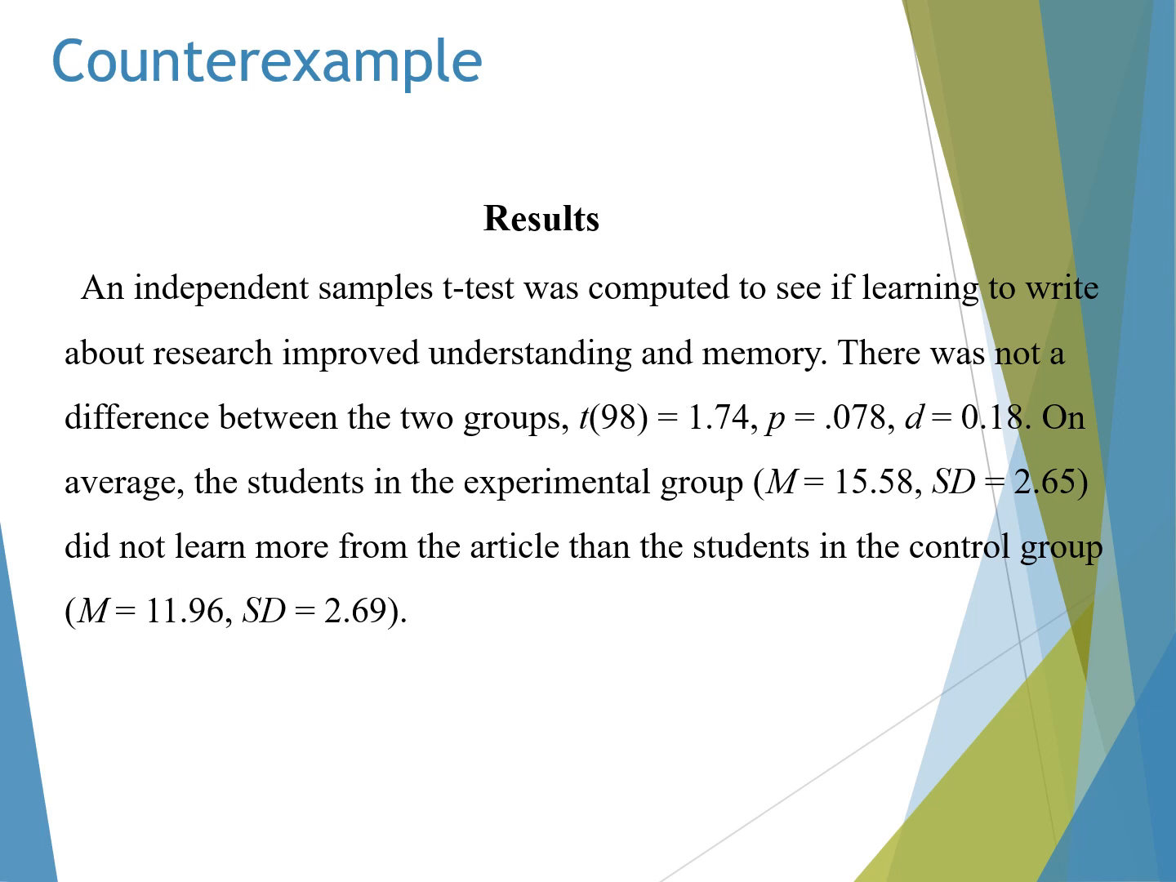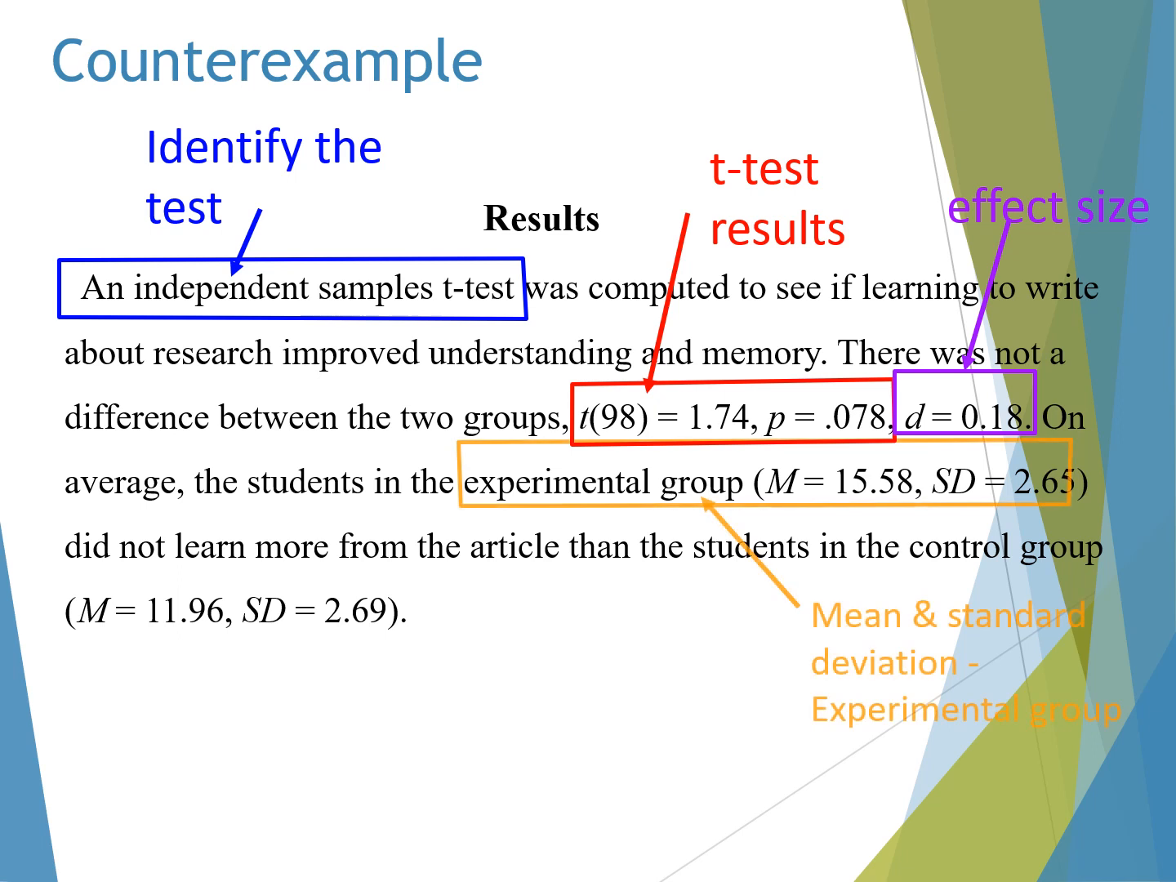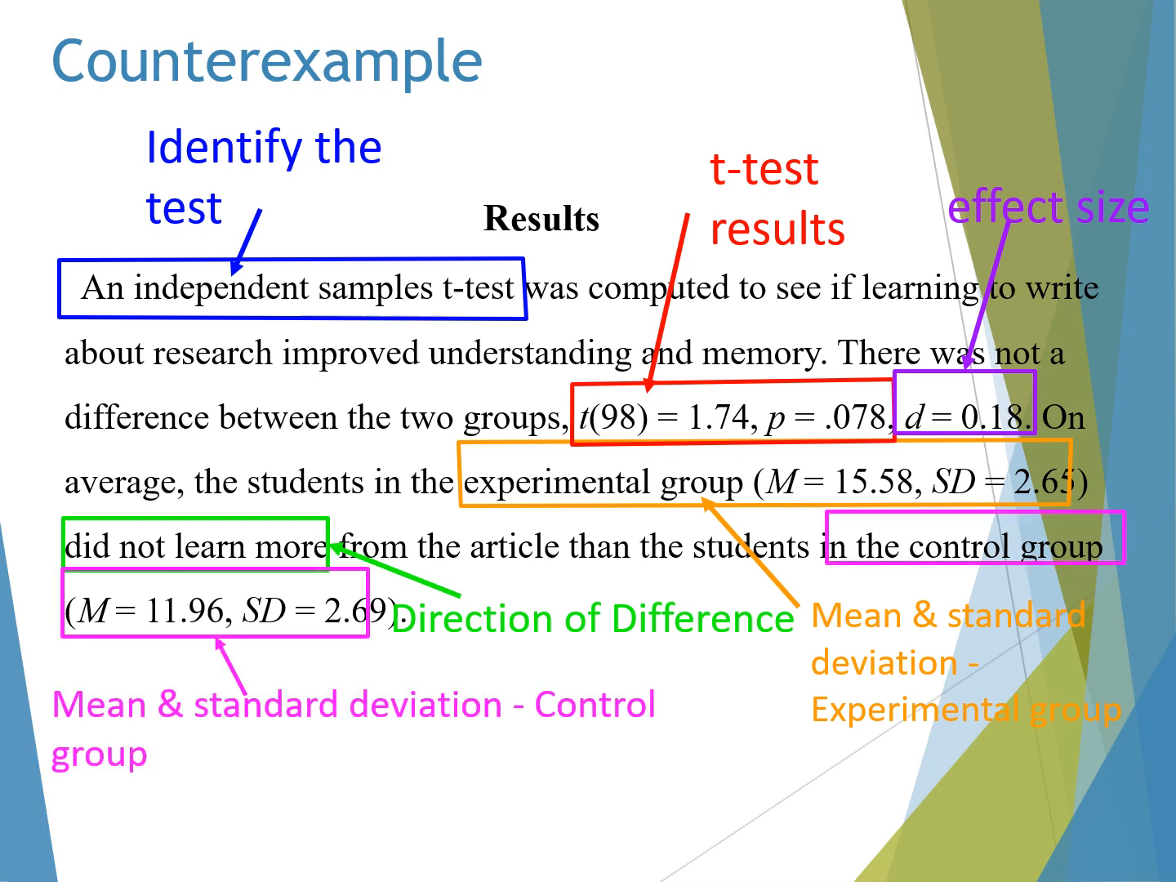we report the same things. We're still identifying the test. We're still giving the t-test results. And again, here we can see that the p equals 0.078, which is bigger than 0.05, so it is not significant. We're still giving the effect size. We're still giving the mean and standard deviation for the experimental group. In this case, the direction of the difference is there was no difference, right? So did not learn more. And then we've got the mean and standard deviation from the control group.